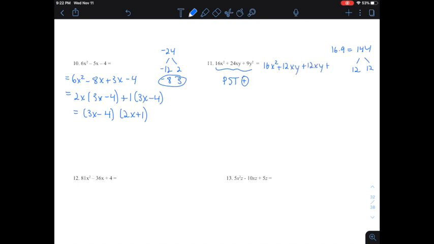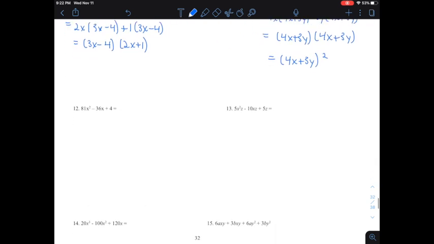12xy plus 12xy. So I'm going to group. I'm going to see that, yes, indeed, this is a perfect square trinomial. And I can write it like this. All right.